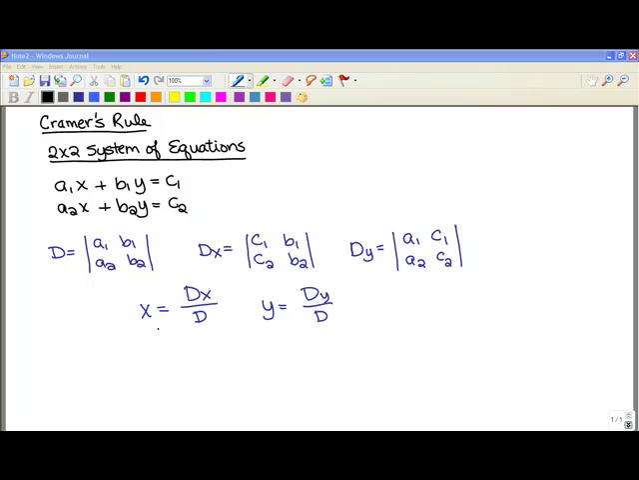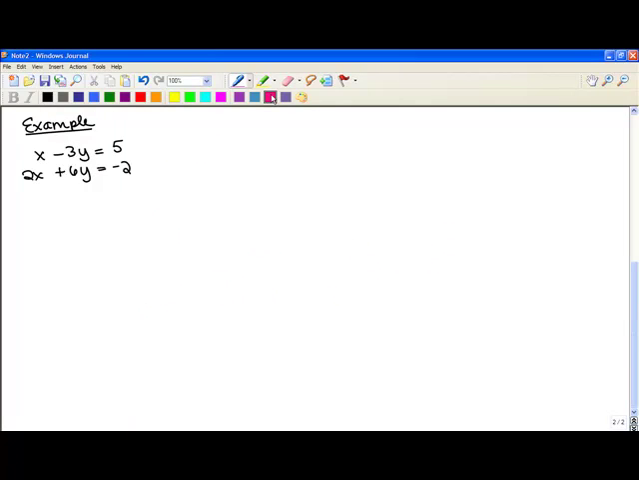Now, to figure out what x equals, we divide the determinant d sub x by the determinant d, and for y, we divide the determinant d sub y by the determinant d. Now let's take a look at an example.